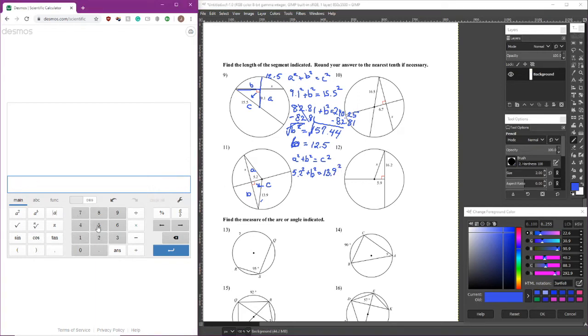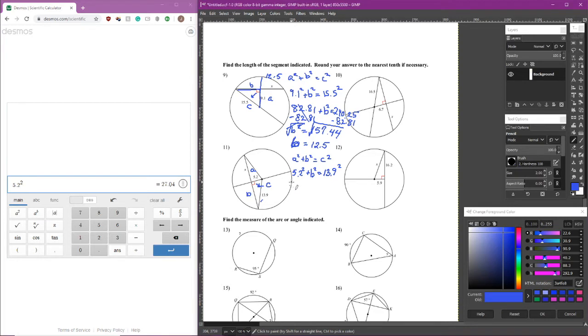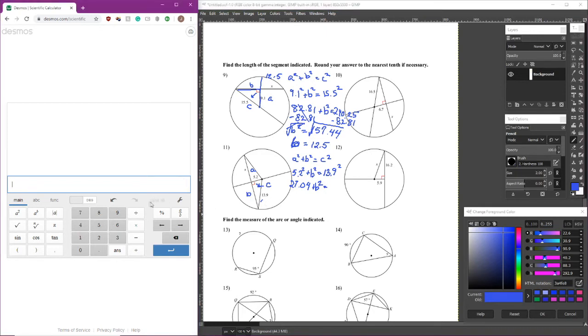So in our calculator, 5.2 squared is 27.04, plus b squared, and again we'll square that 13.9. And that's 193.21.